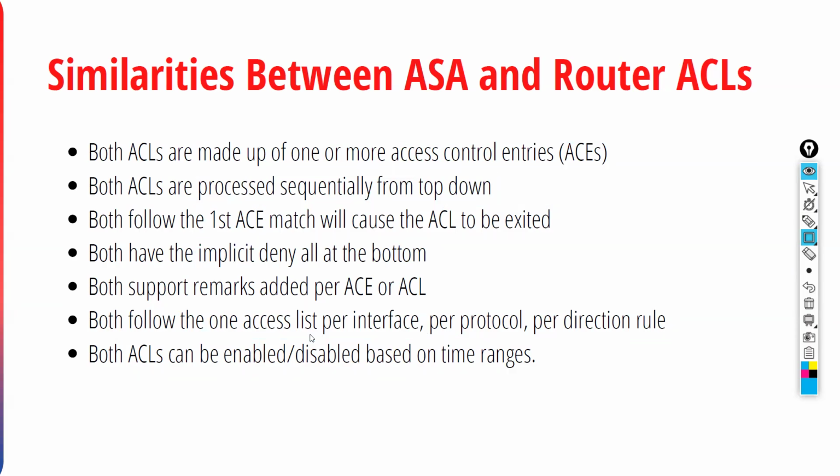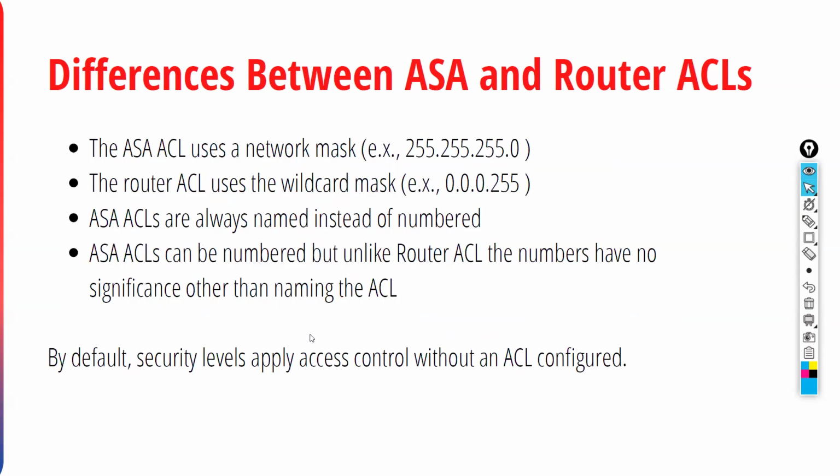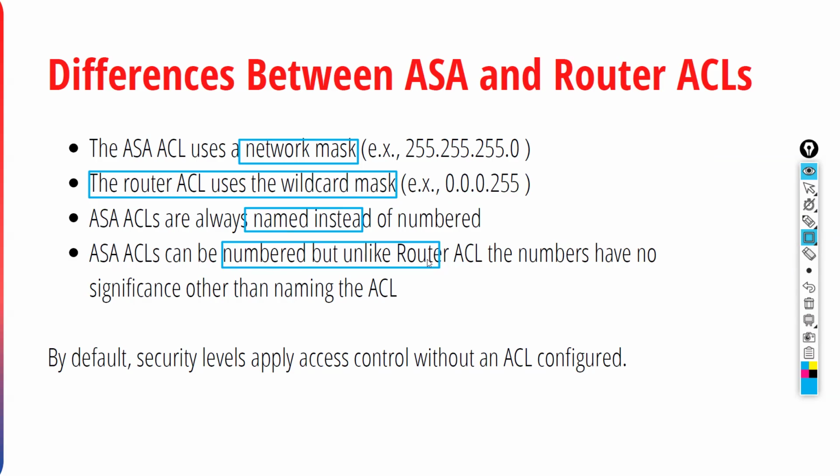Now, if we talk about the difference, what is the major thing? Your router ACLs use a wildcard mask, correct? Your router ACLs will use a wildcard mask, but ASA uses a subnet mask. Then ASA has named ACLs only, while a router can have both numbered and named. Both types of ACL a router can have.